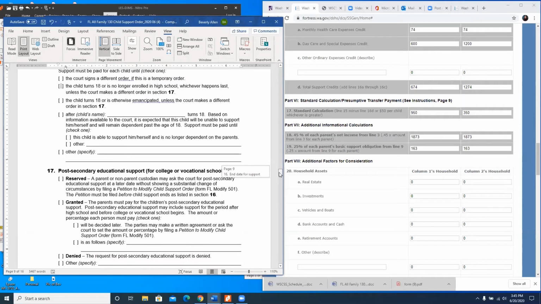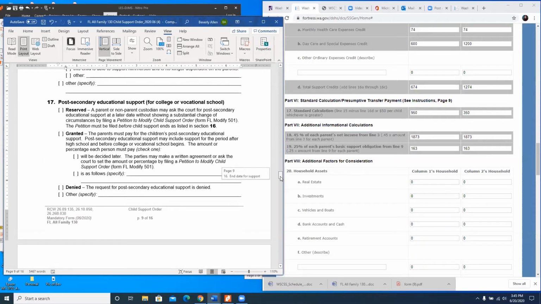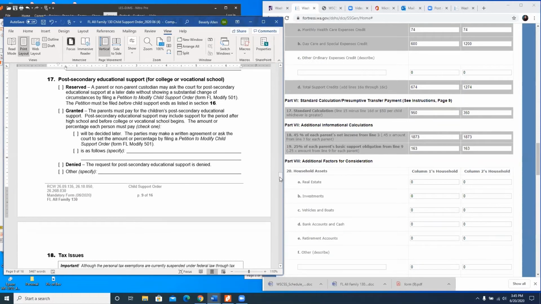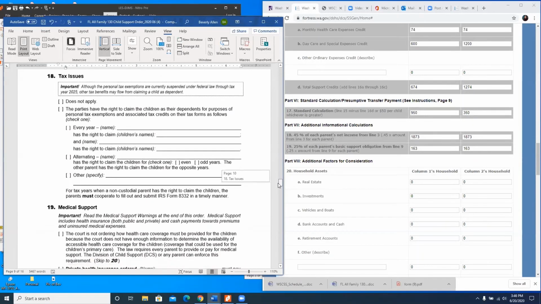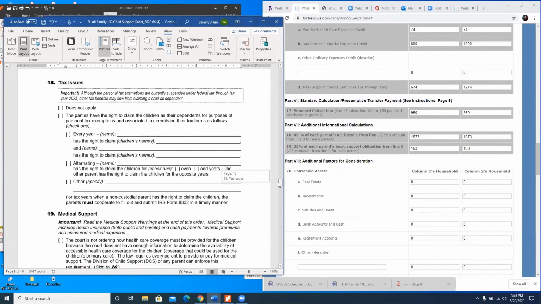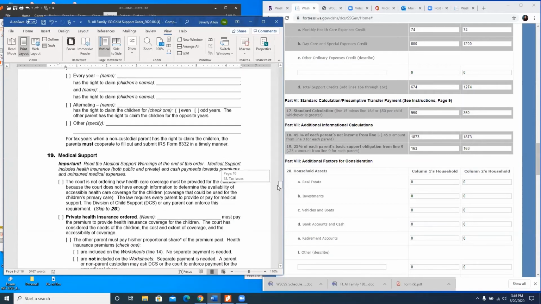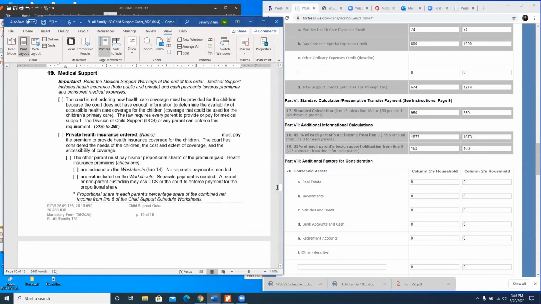There are other reasons to extend that. For example, if you have a child who's unable to support themselves because of maybe a medical issue or a mental health issue. Post-secondary support, you usually want to reserve that unless the child is just about to graduate and college is a pressing issue. For tax issues, section 18, I usually alternate those between the parents. Medical support, you need to designate which parent is providing support. If you don't have information, you check this first box.